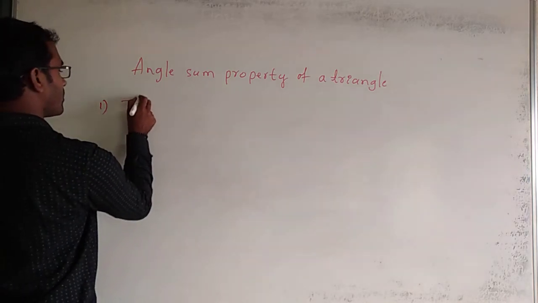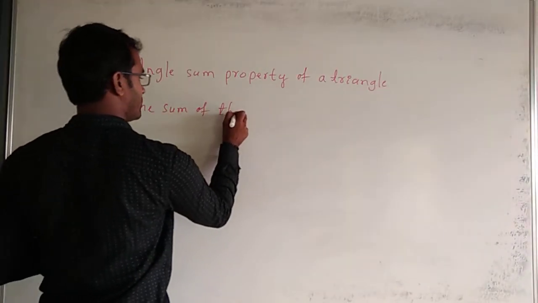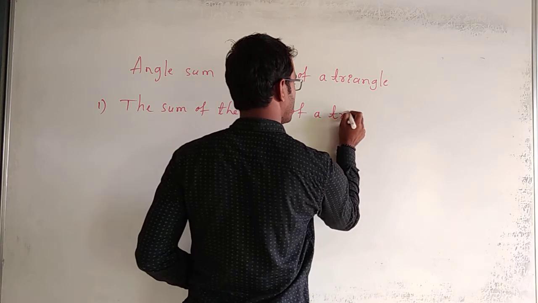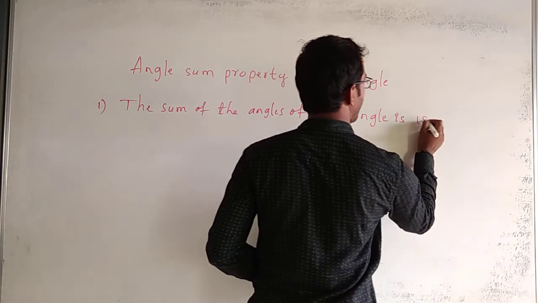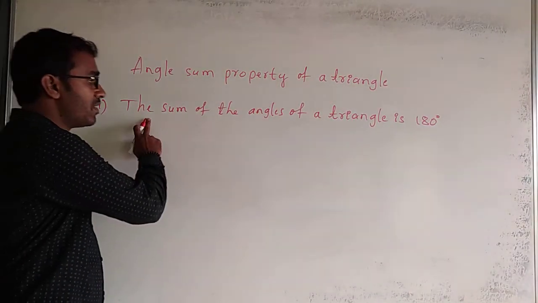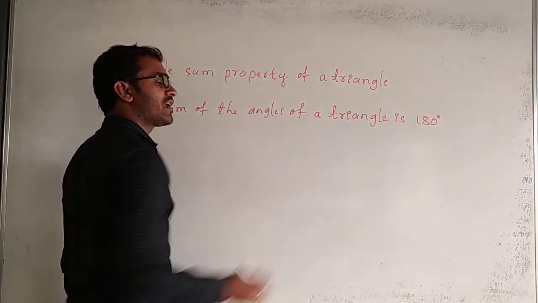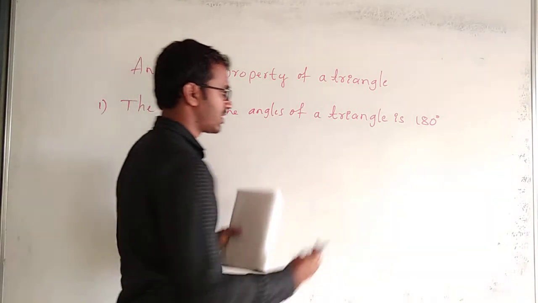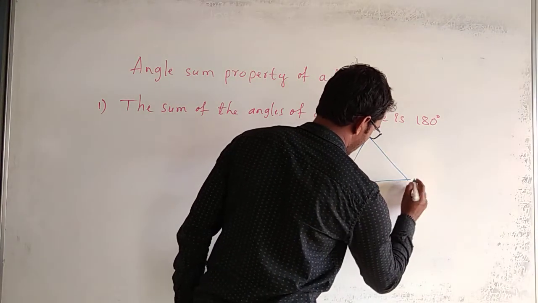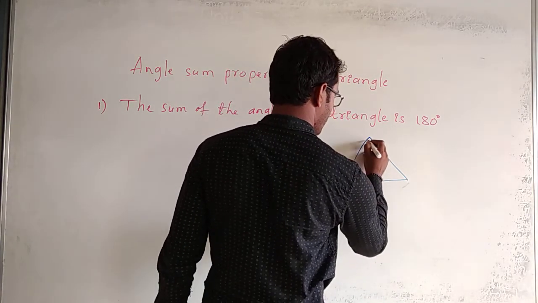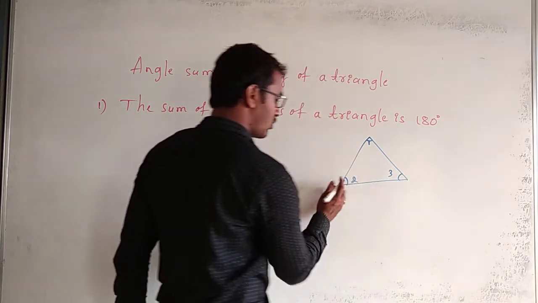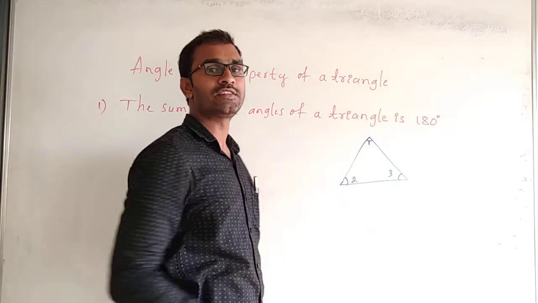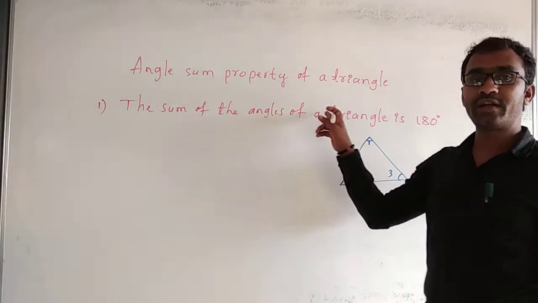The sum of the angles of a triangle is 180 degrees. In a triangle, the sum of all the interior angles is 180 degrees. I call this angle 1, this is angle 2 and this is angle 3. To prove that the sum of the angles of a triangle is 180 degrees.